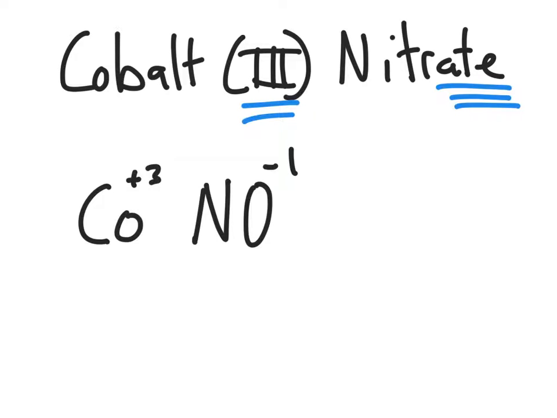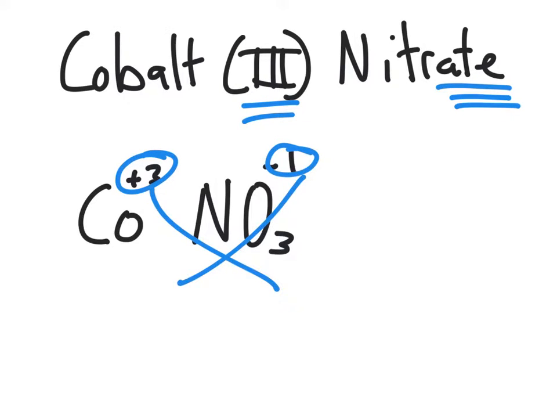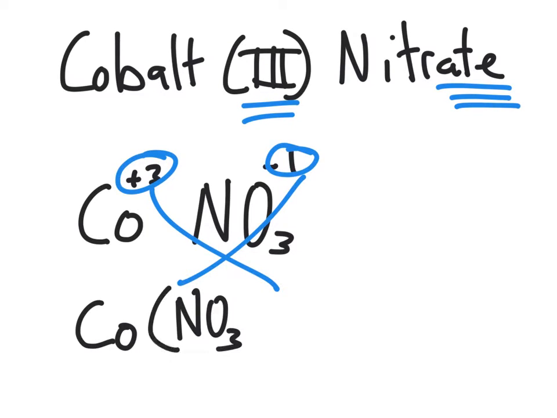Right? And it was just NO. That's it? Oh, NO2, -1. What's the ending here again? Oh, 3. Sorry. NO3, and your charge is -1. Okay. What do I do next? I'm going to crisscross. It'll be Co, NO3 in parentheses, 3. Okay.